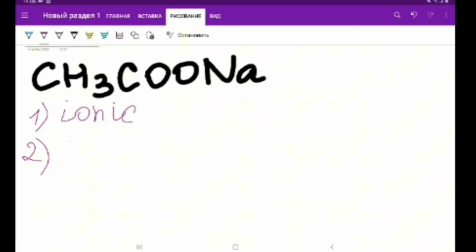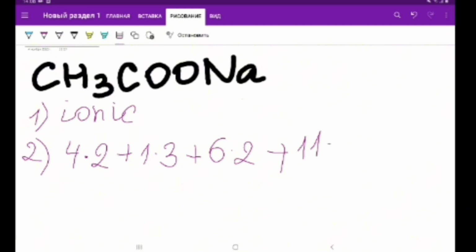Then let's find the number of valence electrons. Carbon has 4 valence electrons. We have 2 carbons in this molecule, so times 2, plus hydrogen has one valence electron. We have 3 hydrogens, plus oxygen has 6 valence electrons multiplied by 2 oxygens, and sodium has 1 valence electron. So it's 24 valence electrons, or we can say 12 pairs.